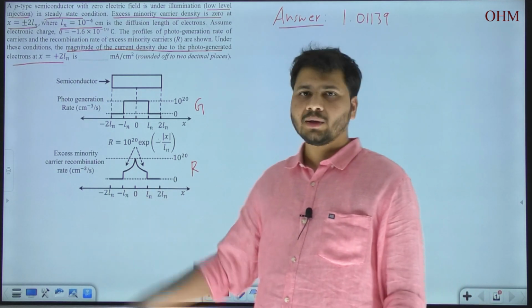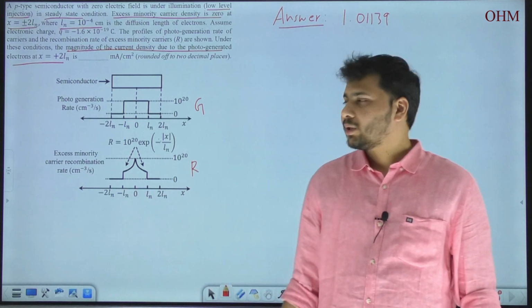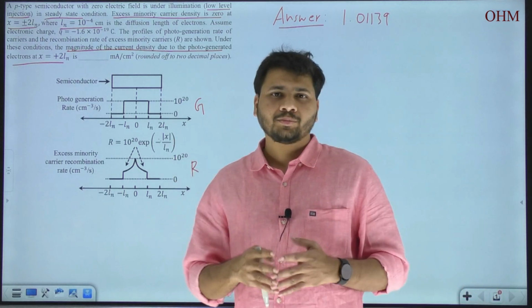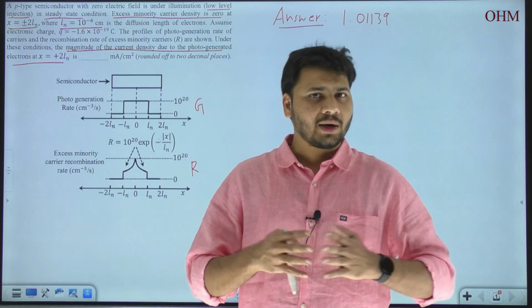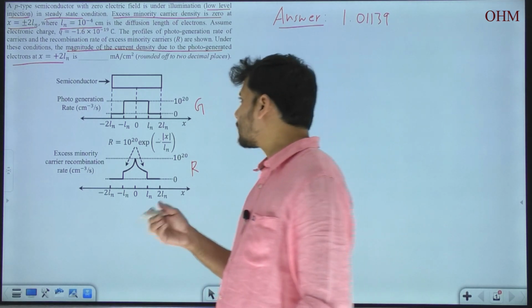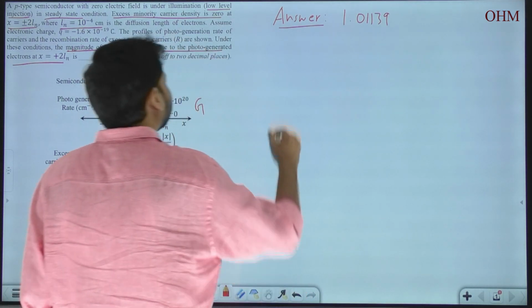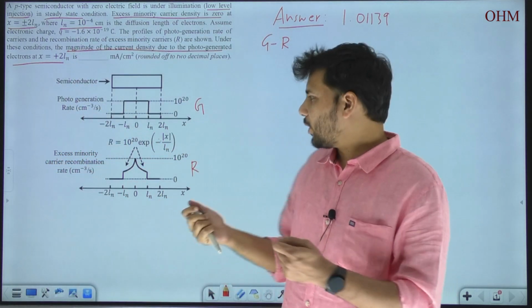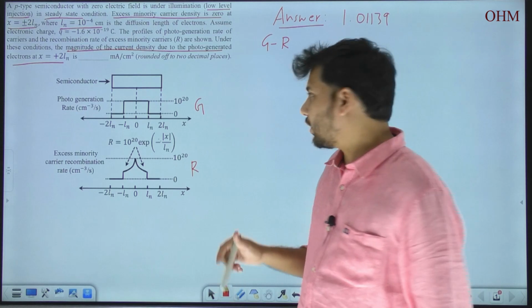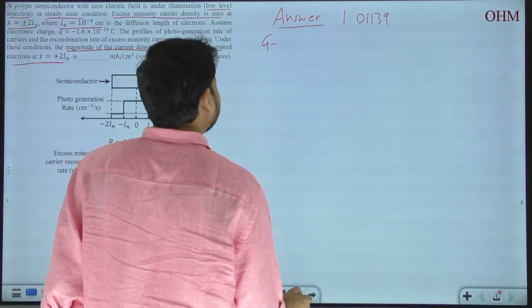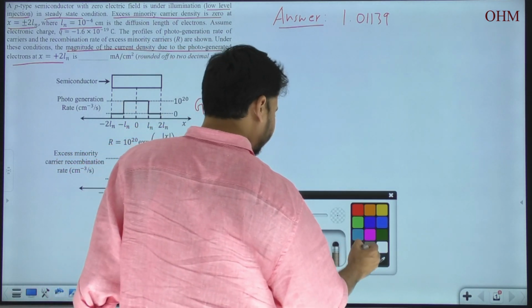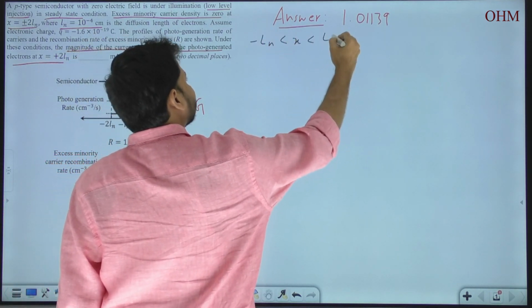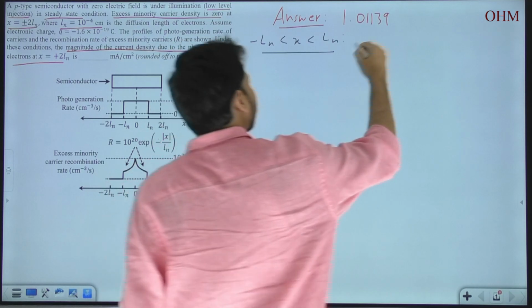Going from ln to 2ln and from minus ln to minus 2ln, we would expect a similar thing to happen. That is a linear profile for the excess minority carriers. First, let us write what G minus R is in between minus ln and plus ln. In fact, first I'll write minus ln less than x less than ln.